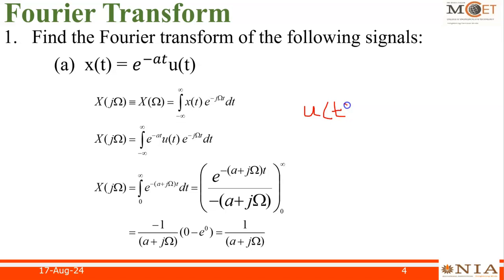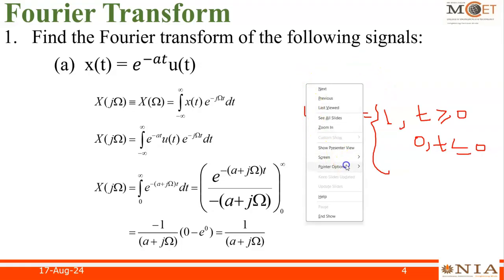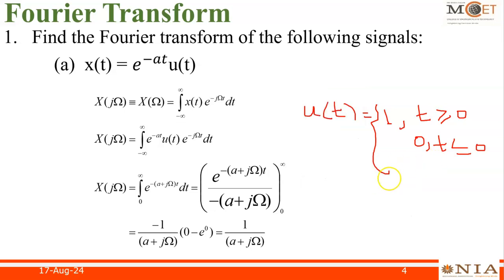U of t is equal to 1 when t is varying from 0 to infinity. So we can write it as t greater or equal to 0. So it is equal to 0 when t less than or equal to 0. So this is the unit step function, right? So u of t is equal to 1 when t is greater or equal to 0, and u of t is equal to 0 when t less than or equal to 0. So this is the unit step function we know already.